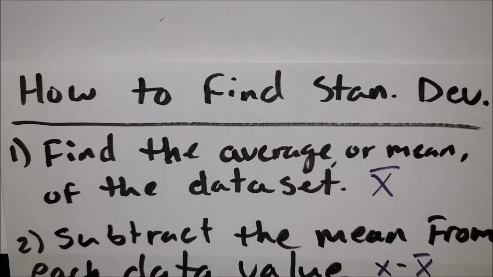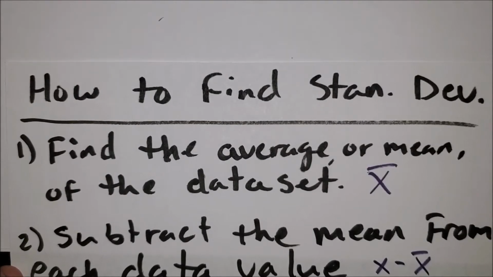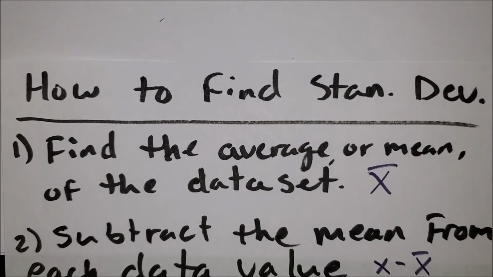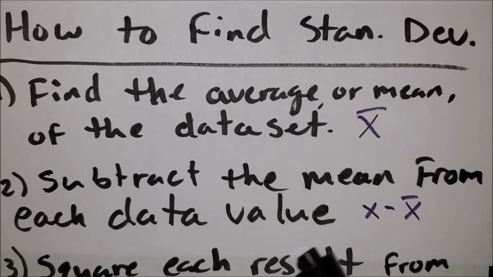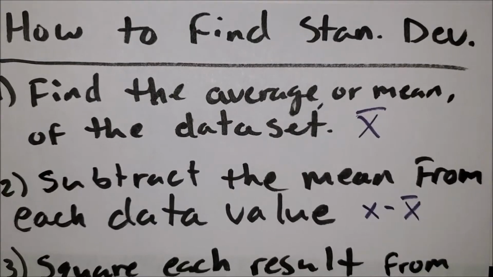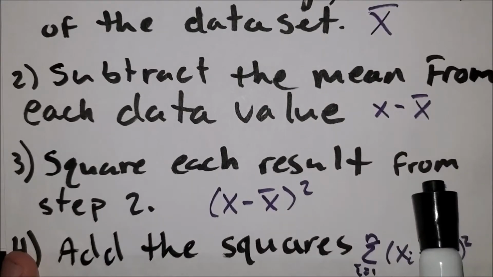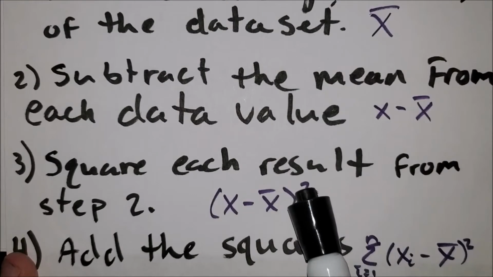So I have here a list of steps used to find your standard deviation. So step 1, you find the average or the mean of the data set. This is often denoted as x bar. For our second step, we're going to subtract the mean from each data value. So if each data value is x, then we would subtract x minus x bar. The next thing we're going to be doing is squaring that result that we got from this step here. So that gives us x minus x bar squared.